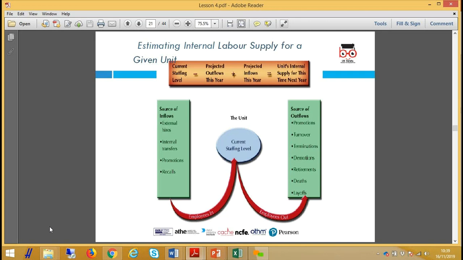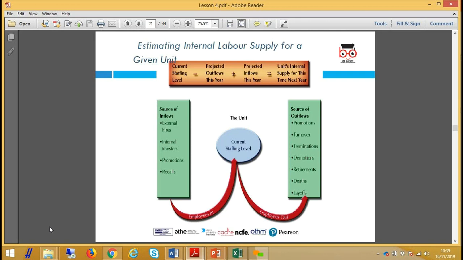Sources of inflows. So how many are coming externally? How many will be internal transfers moving from one department to the other, or from one branch of the organization to the other? How many of these will be promotions? How many of these will be recalls? For instance, if you sent an expatriate abroad, a year later, calling them back.